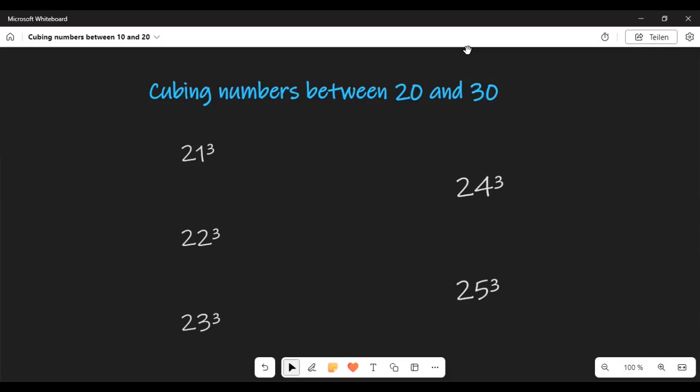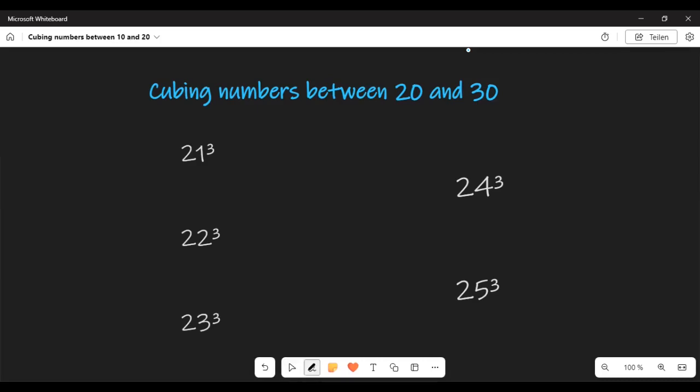Hello, in this video, we're going to look at how to cube numbers that are between 20 and 30. I just picked some samples, and this is, of course, different from cubing numbers that are between 10 and 20, but the principle is still the same. I just want to show you some samples by doing the first 5, and then you can use the same method to do the rest. So let's look at 21.